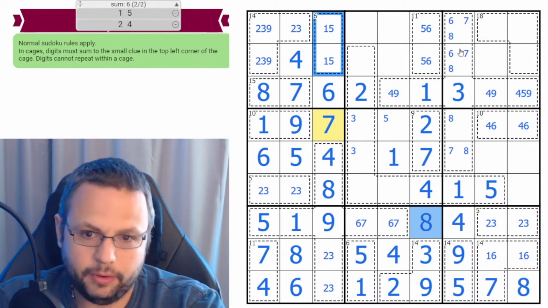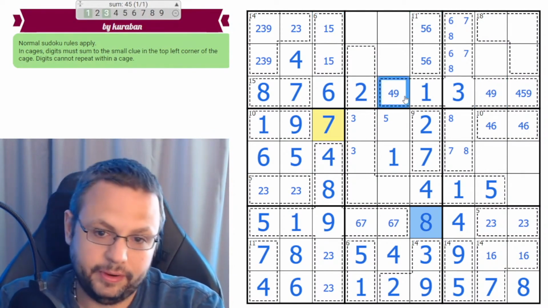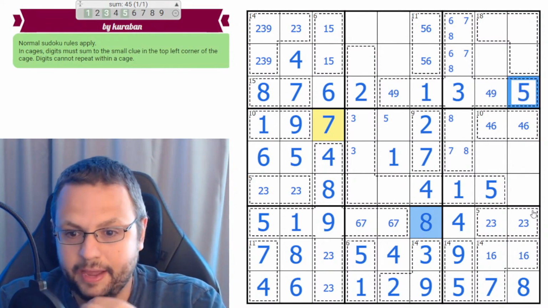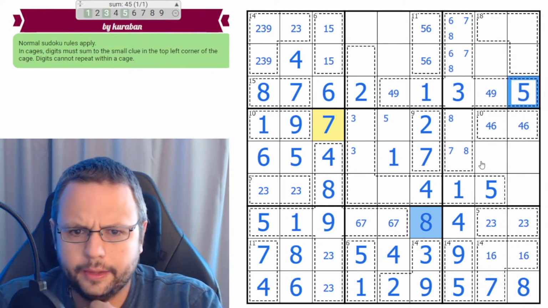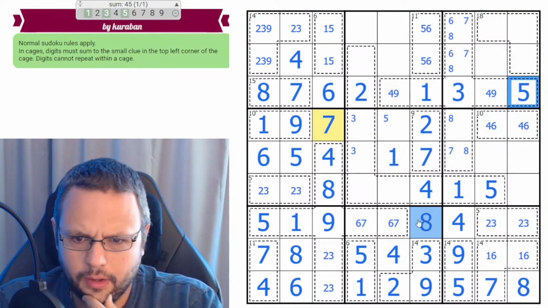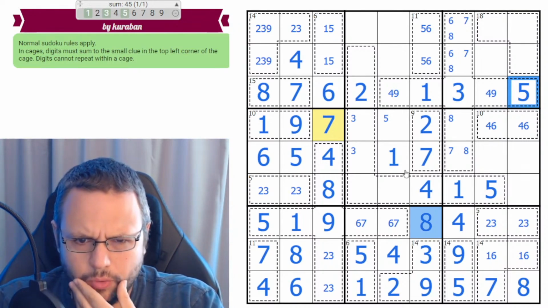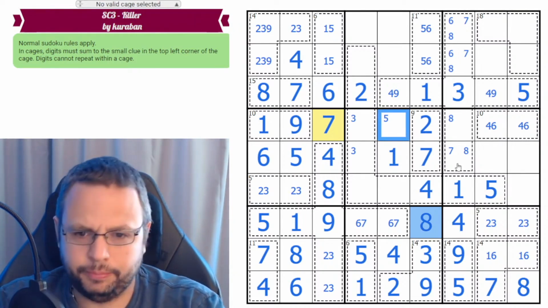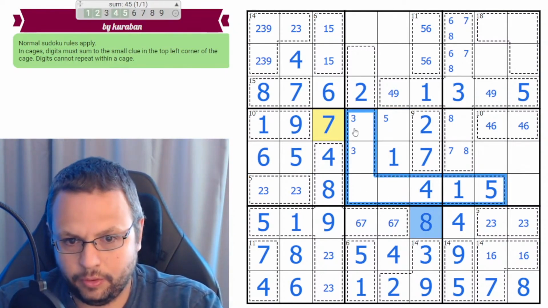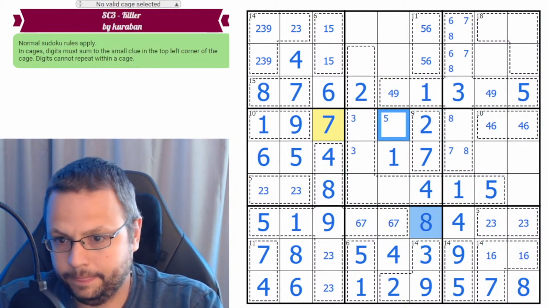Okay, I've got a Jovi wing on 5s, is the point. Or a 4-9 pair is probably the easier way to say it. This 4-9 pair means that this digit's a 5. Whichever way you prefer. So now 5 is just placed in this whole shebang, because 5 can't repeat in the L, so this is a 5.